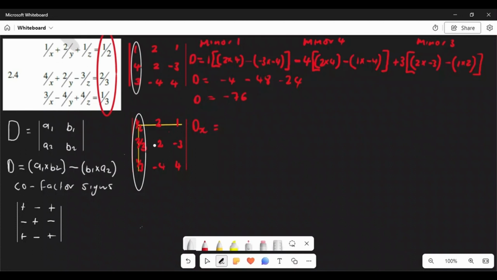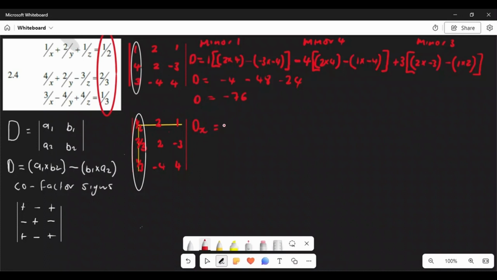Alright, so let's calculate our dx. So what is the minor? We know that the minor is half, so we're gonna cancel the row of this minor and the column. Now we're gonna be left with this 2, -4, -3, and 4. So we're gonna use this to do the calculations.